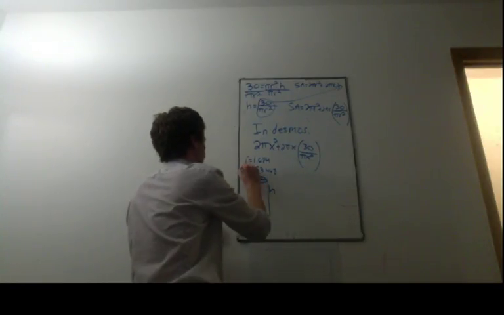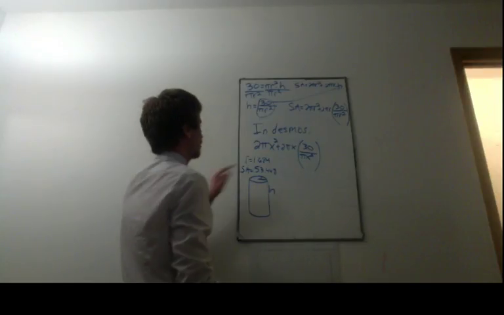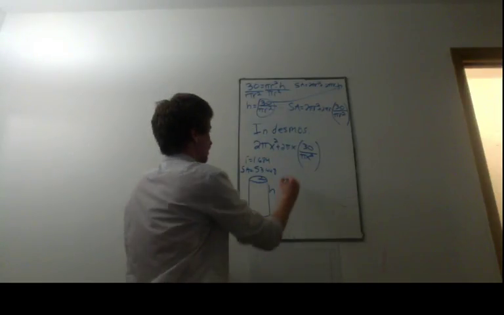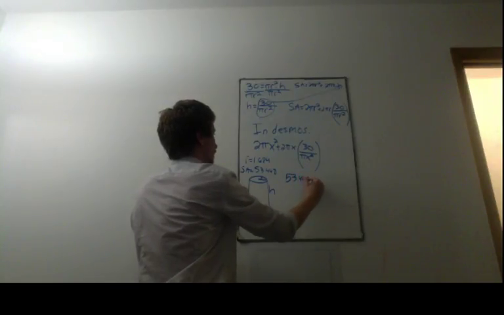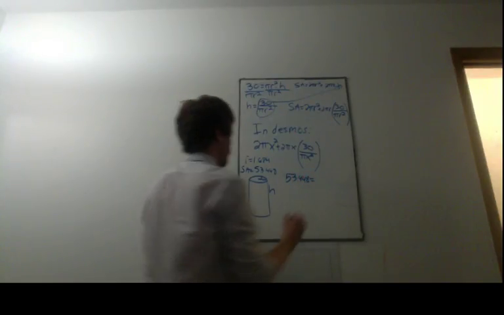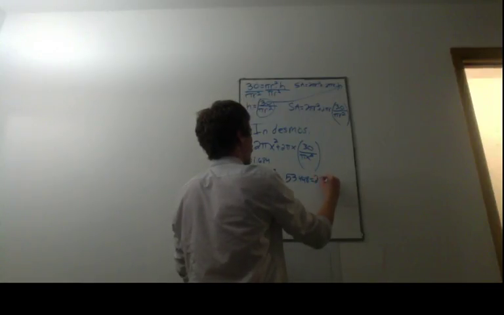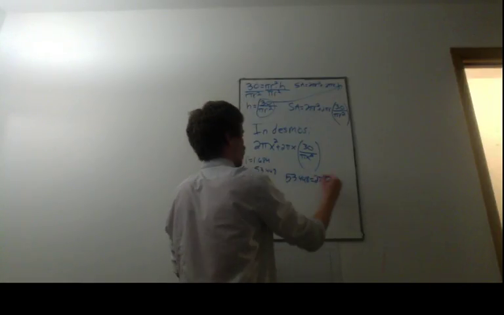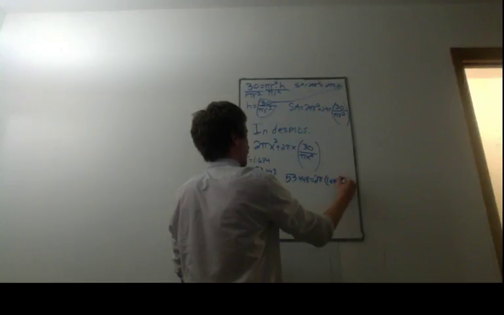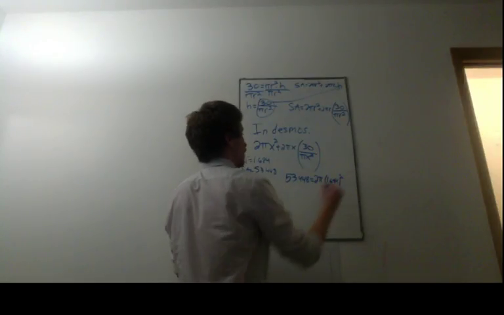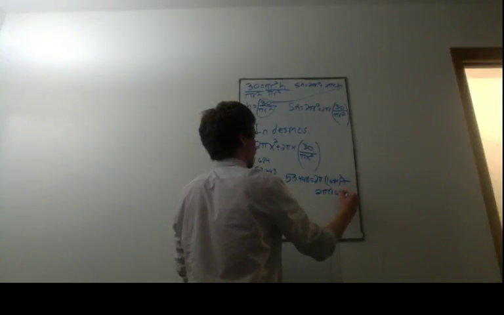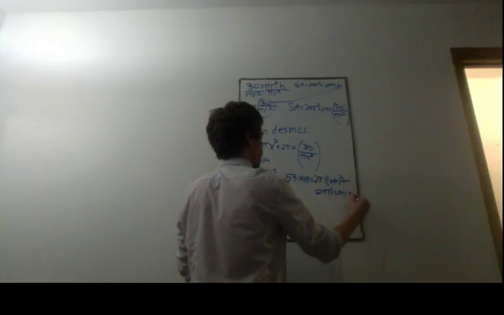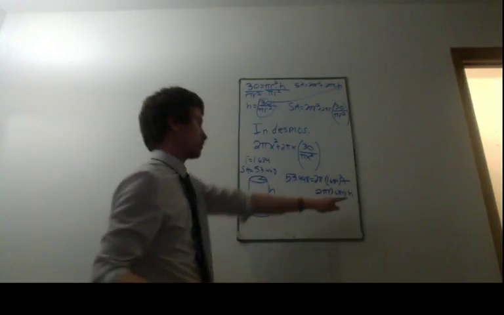Surface area is what we found. And we can plug that into our original surface area equation. So we get 53.448 equals 2 pi times 1.684 squared plus 2 pi times 1.684 times h. So what we have to do is we have to solve for h.